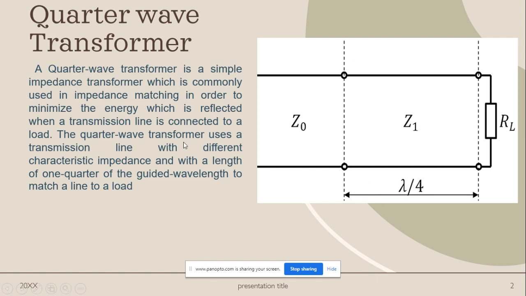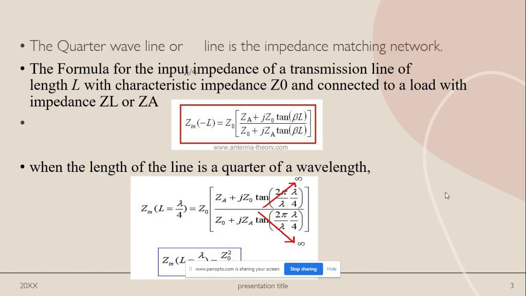So the quarter wave transformer is nothing but a lambda by 4 transmission line. It uses a transmission line with a different characteristic impedance, with a length of 1/4 of the guided wavelength, to match a line to a load. The theory has been explained here. So now the quarter wave line is basically an impedance matching network.